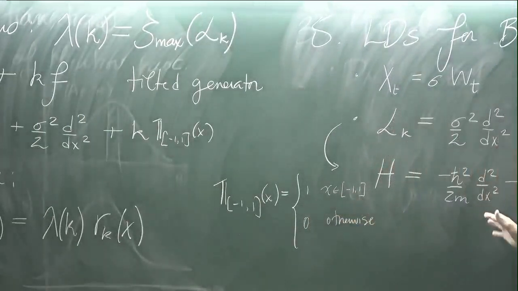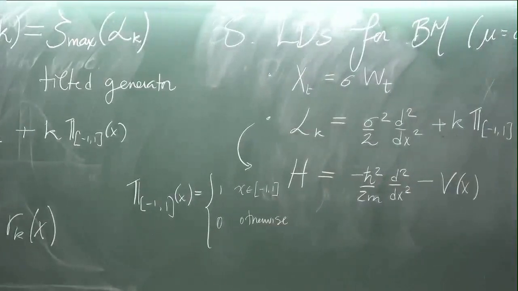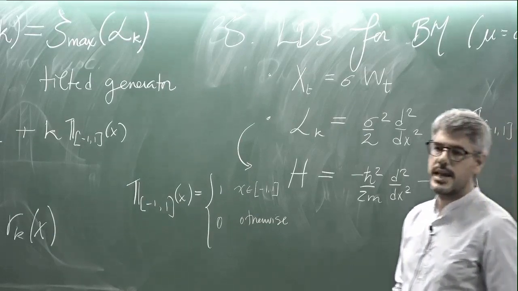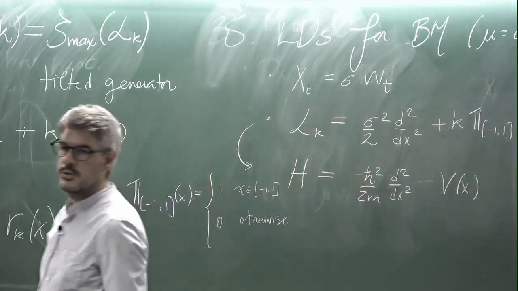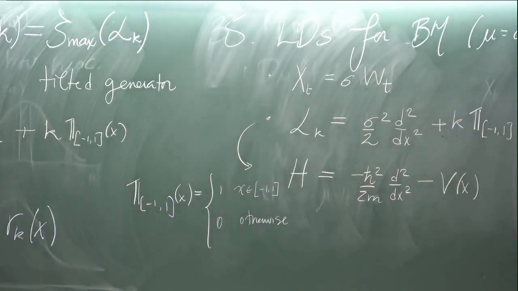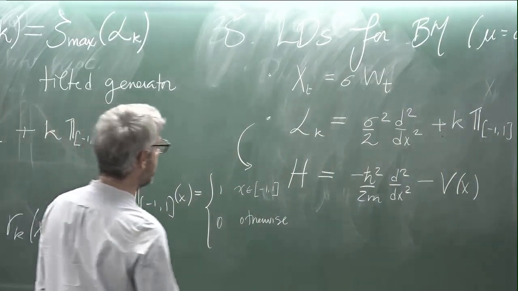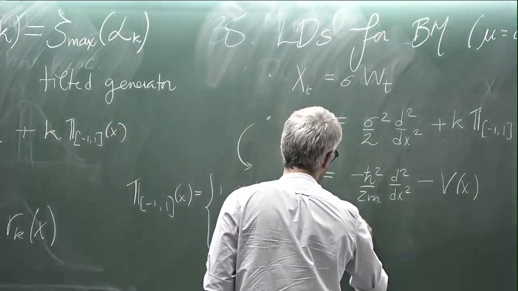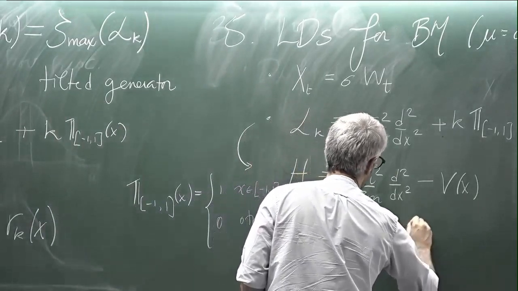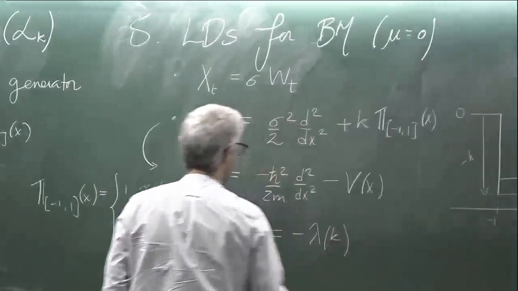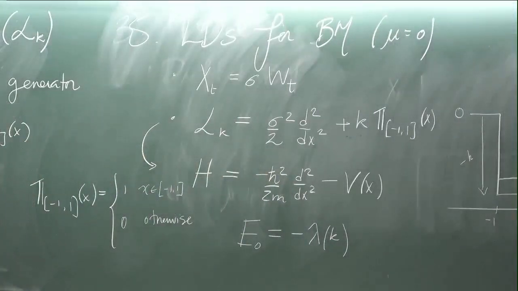Okay? So basically I have 0 everywhere, but because I'm putting the minus sign here, I have minus k, so I'm just digging that well there for all the values x between minus 1 and 1. Okay? So that's a square potential. It's like the simplest case you can imagine. And again, the ground state will be minus my lambda k. Okay, and the depth of the well is minus k.